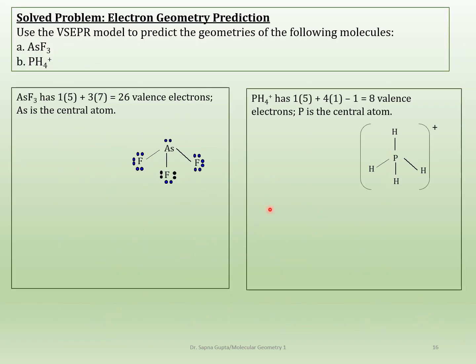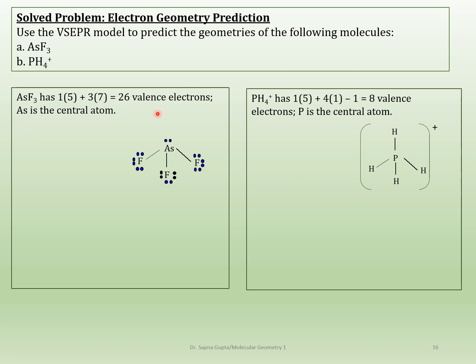So here is a solved problem. Use the VSEPR model to predict the geometries of the following molecules, AsF3 and then PH4 plus. For all of these, the most important thing for you is going to be drawing the Lewis structure. If you don't draw the Lewis structure properly, nothing is going to work. Okay, so make sure you're good with your Lewis structures.